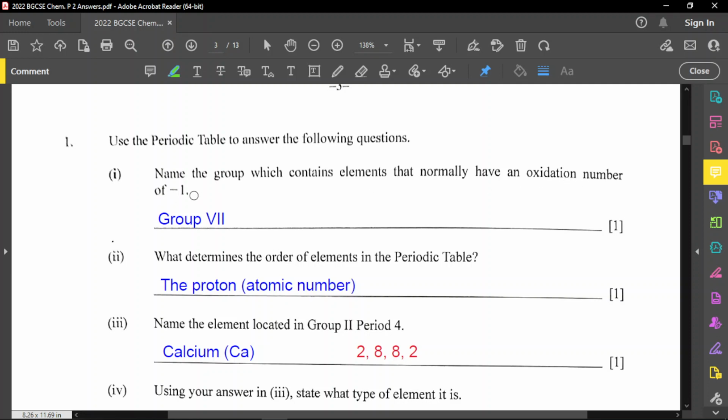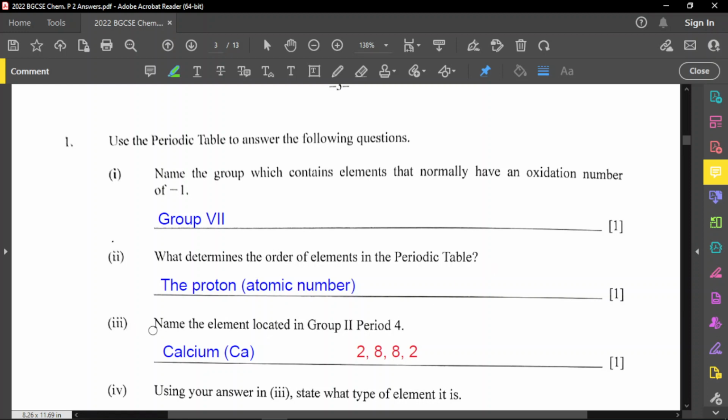What this means is we're looking for the group of elements that will gain 1 electron. Group 7 elements are the elements that will gain 1 electron to become -1. For part 2, it asks what determines the order of elements in the periodic table, and the number of protons determines how elements are arranged. Note that the number of protons is also equivalent to the atomic number.